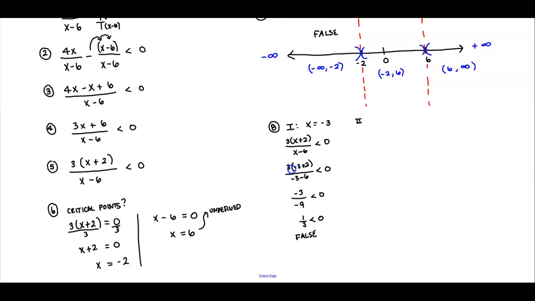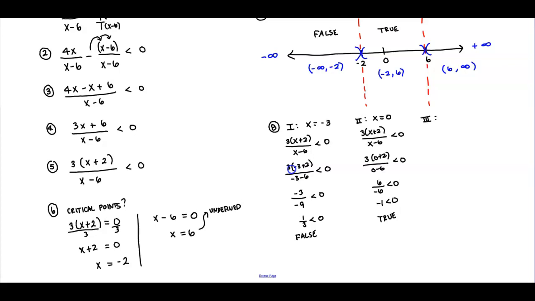Okay, let's go to region number 2. The easiest point that we can pick is 0, so we're going to let x equal 0. And then again, we're going to plug it into the inequality, 3 times x plus 2 over x minus 6. So this becomes 3 times 0 plus 2 over 0 minus 6. So 3 times 0 plus 2 is 2, so therefore we're going to get 6. 0 minus 6 is -6. That gives us -1, and we know that -1 is less than 0. So we say that it's true in region number 2.